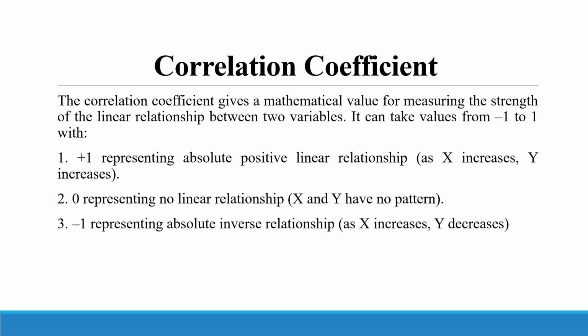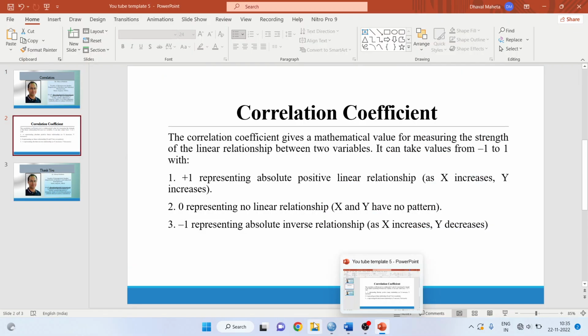If I talk about the first one, if the relationship is positively linear, it means that if x increases, y also increases. In case of the second one, there is no pattern detected between the two variables. If I talk about the third one, if one increases, another decreases. Now let's see how we can do this in SPSS.